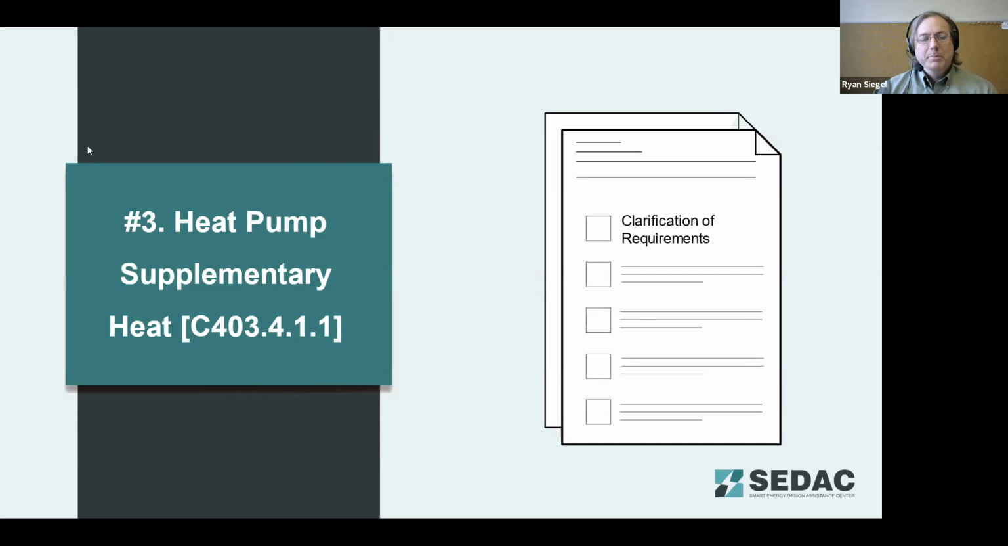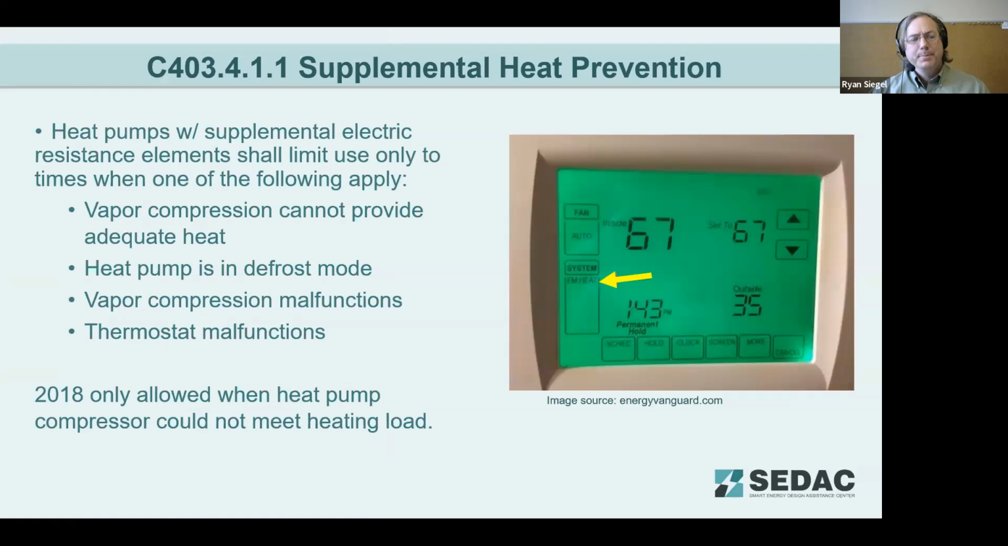So talking about heat pump supplementary heat, these are often also known as heat strips, typically done through electric resistance elements. And so in the 2021 IECC, it's calling out that heat pumps with supplemental electric resistance elements or heat strips need to limit the use only to when one of the following are applicable. So either the vapor compression can't provide adequate heat. So that's when the heat pump just runs out of ability to actually provide the capacity required anymore.